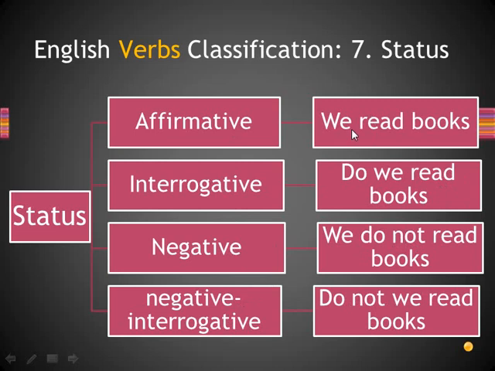For example, in affirmative, we read books. Interrogative, do we read books? Okay, we have question word. Negative, we do not read books. So we have to add auxiliary do in making questions, and also in making negative sentences.